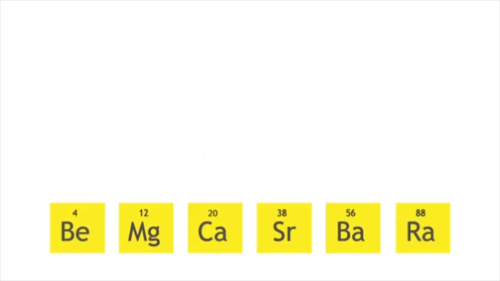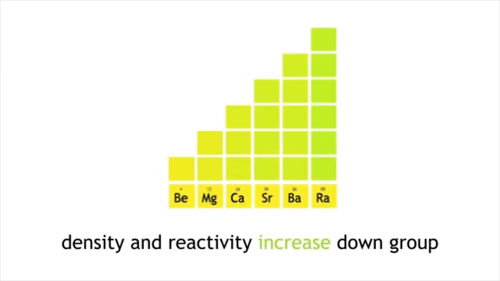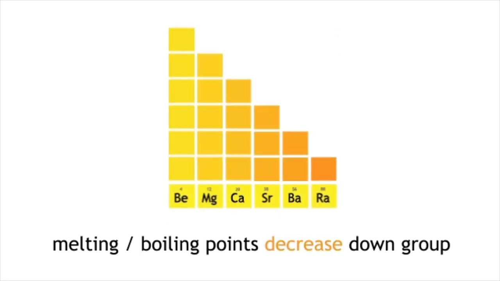Like the alkali metals, these metals, except for magnesium, are stored in oil. Similar properties and reactivity trends are also observed. Moving down the group, their density and reactivity increases. Melting points and boiling points decrease, and the metals become softer. We will now learn about the reactions of magnesium and calcium with oxygen and water.